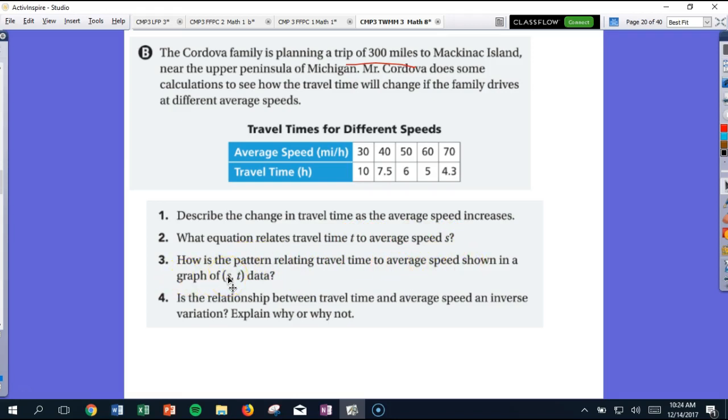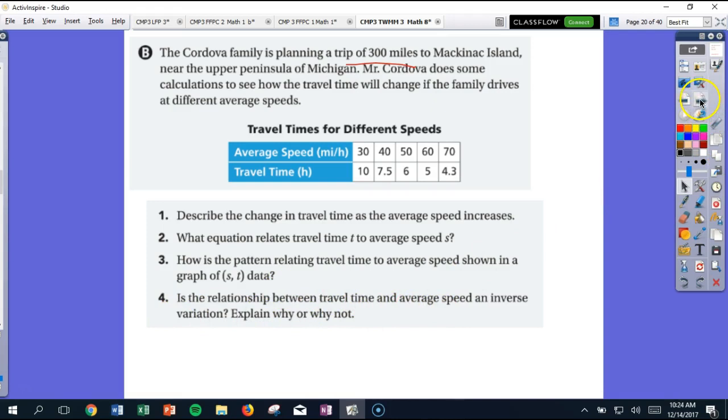Again, we need to graph this data. And is this relationship between time and speed an inverse variation, and how do you know?